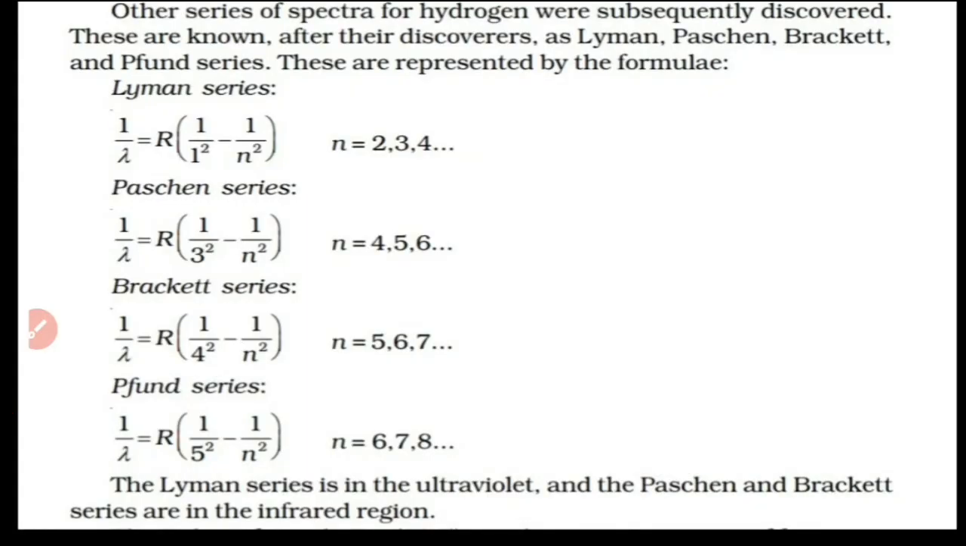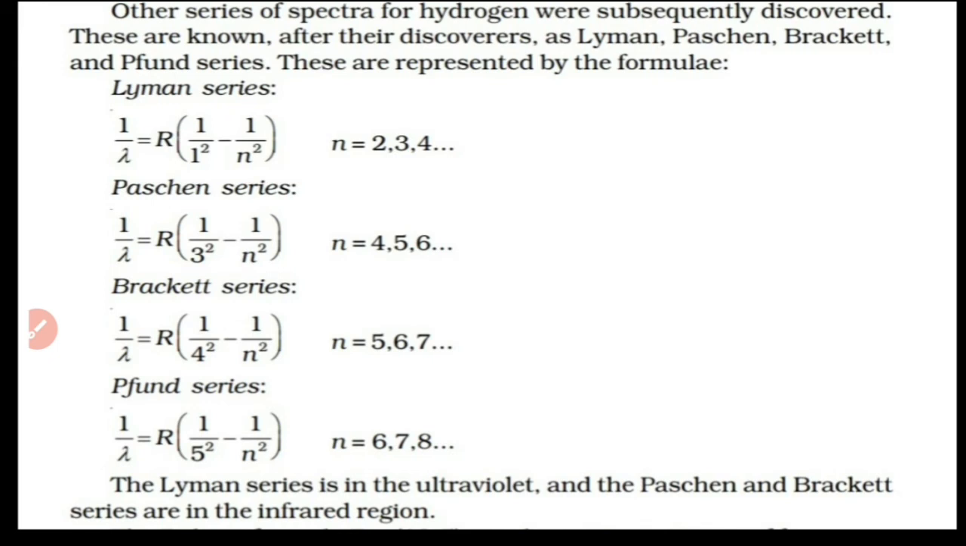Like the Balmer series, other spectral series of hydrogen were also discovered, known after their discoverers, like the Lyman series, which comes in the ultraviolet region, and the Paschen, Brackett and Pfund series, which come in the infrared region. The empirical relations for those series were also discovered, like 1 by lambda equal to R into 1 by 1 square minus 1 by n square for the Lyman series. And for the Paschen series, 1 by lambda equal to R into 1 by 3 square minus 1 by n square, where n can take values like 4, 5, 6, etc.